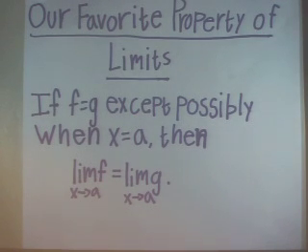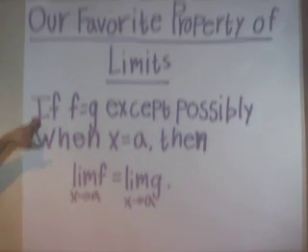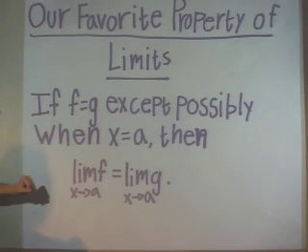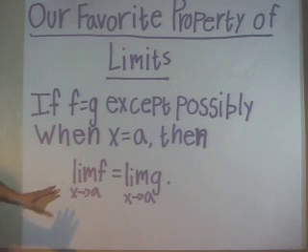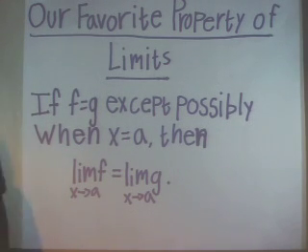This property says that if you have two functions that are equal to one another, their limits are equal. And that makes sense. But notice this little exception. If the two functions are equal, except possibly at this one value, then the limit of the two functions is equal. And that's going to be very useful for us. Here's why it's going to be so useful.